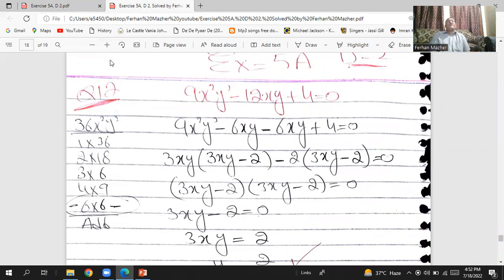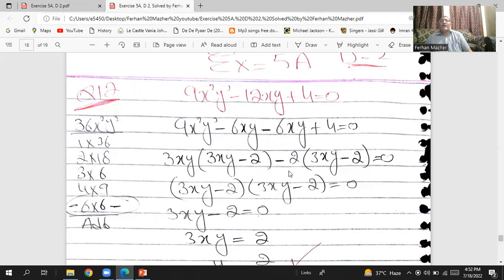So 6 and 6 is the pair. When you add them, you get 12. Because you want -12, both of them will be given the negative sign. So you have 9x²y² minus 6xy minus 6xy plus 4 equals 0. From the first two terms, I will take 3xy common. So in the bracket, you are left with 3xy minus 2.